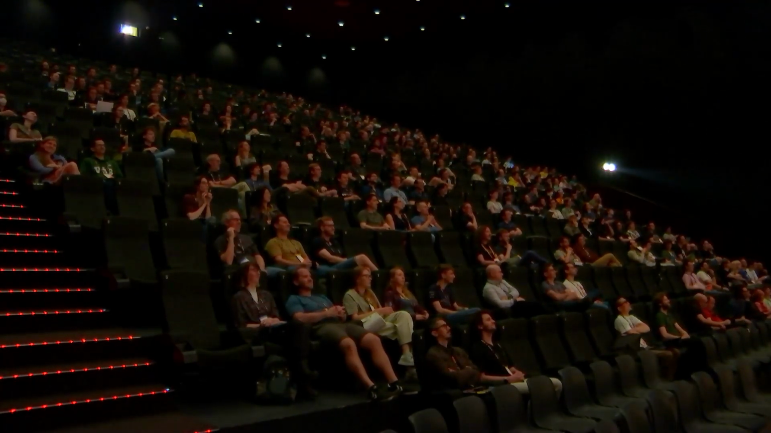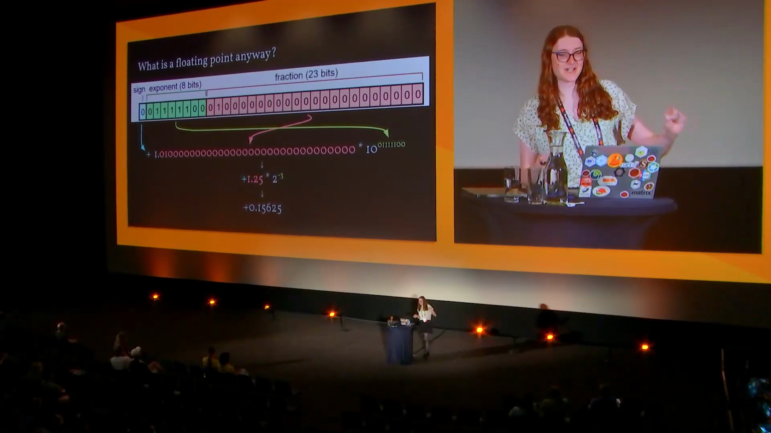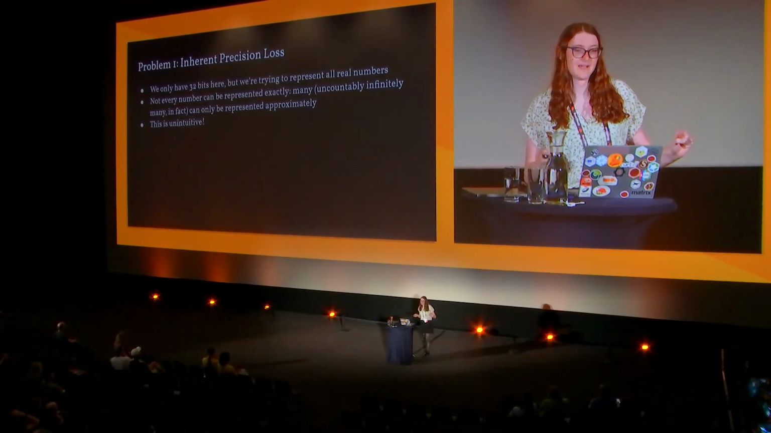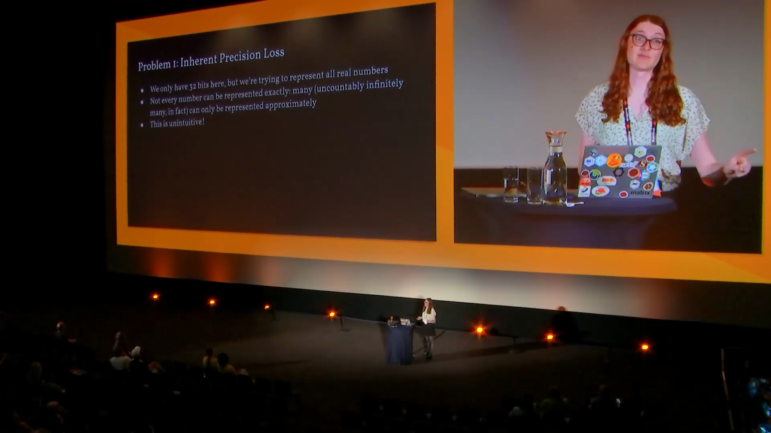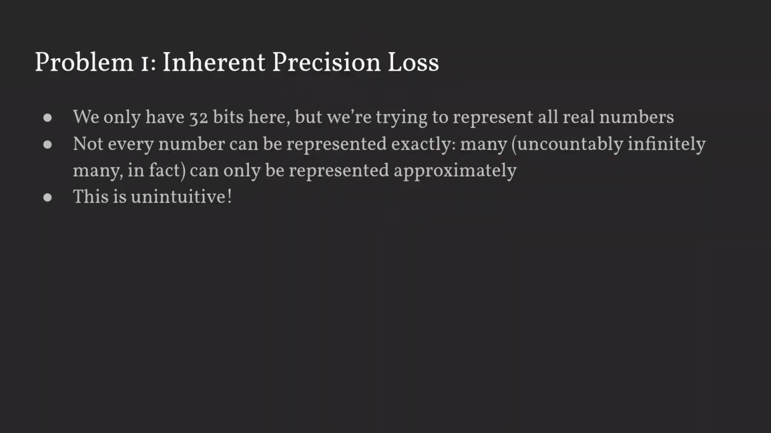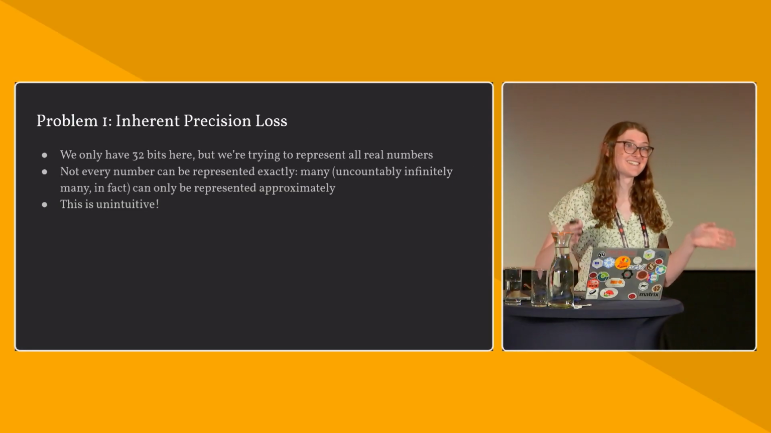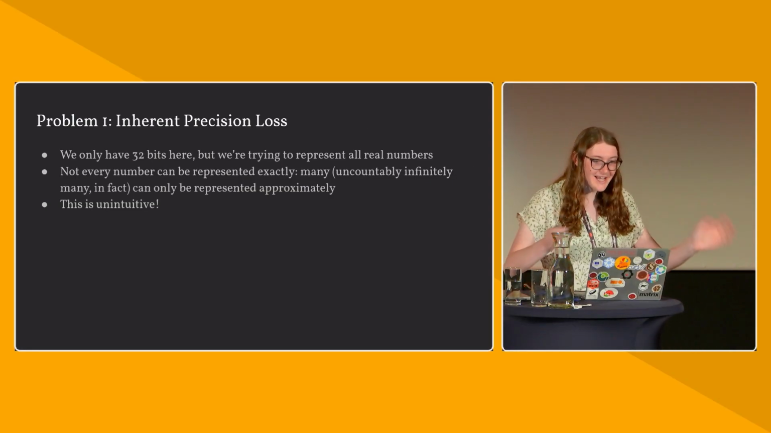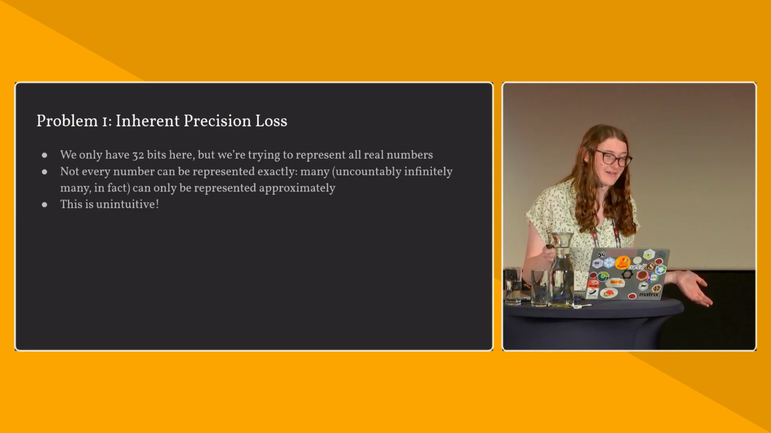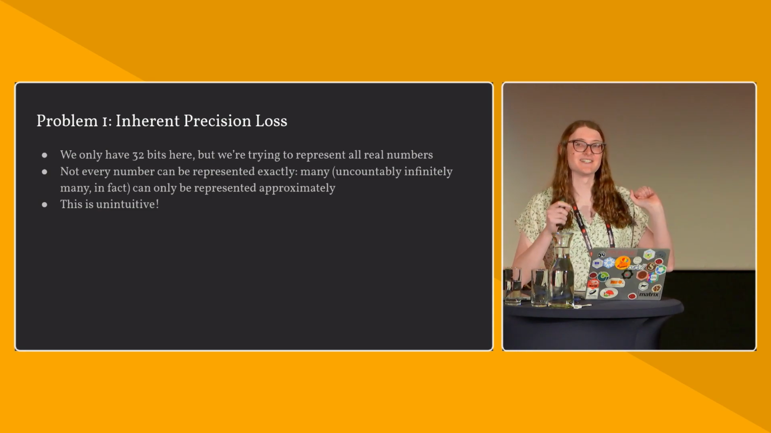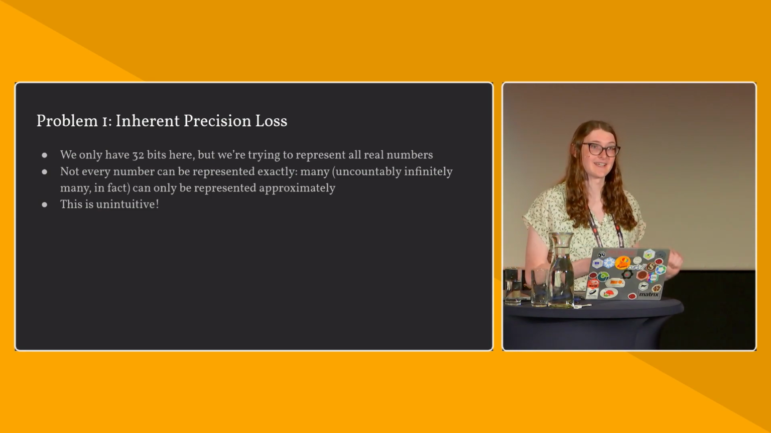With this understanding, we can start to see some problems with hashing. Problem the first, inherent precision loss. There's only 32 bits that we have available here, but we're trying to represent every real number. That means that many numbers, uncountably infinitely many numbers, as a matter of fact, can only be represented approximately. You can't get them perfect.